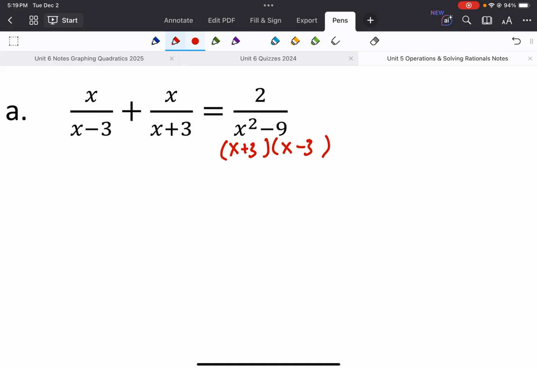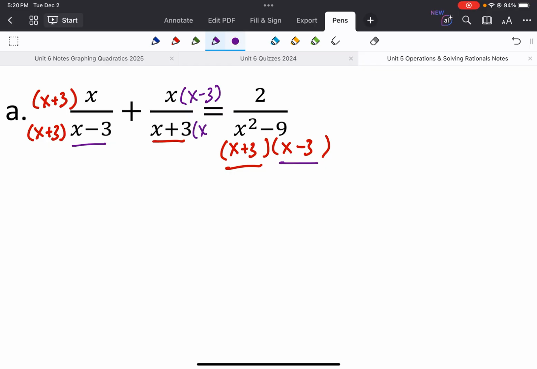Here we've got an x plus 3, we've got an x plus 3, but this term does not have an x plus 3. So we will multiply top and bottom by x plus 3. We'll do the same with our x minus 3. We have another x minus 3, but in this term, we don't have an x minus 3. Okay? So now we do have a common denominator.